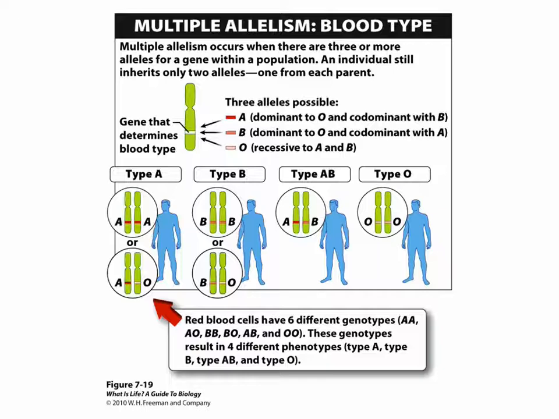Here's another picture of those combinations. Type A has 2 possible genotypes. Type B blood has 2 possible genotypes. Type AB blood has only 1 possible genotype, and type O blood has only 1 possible genotype.